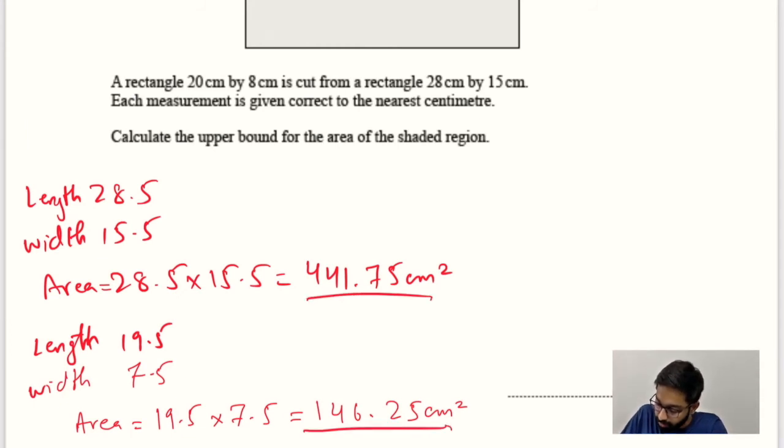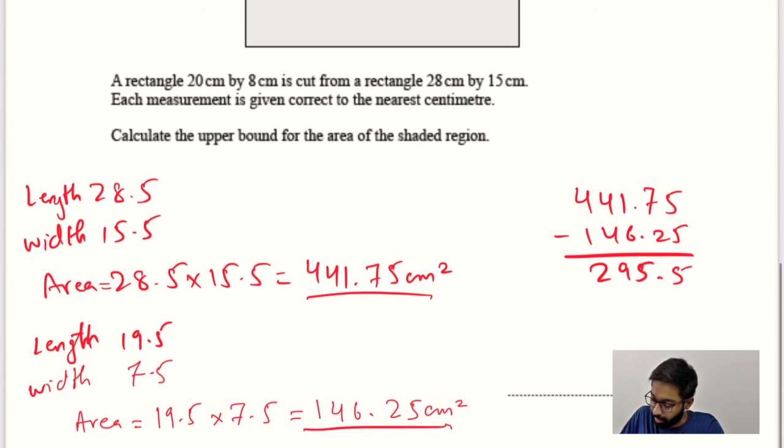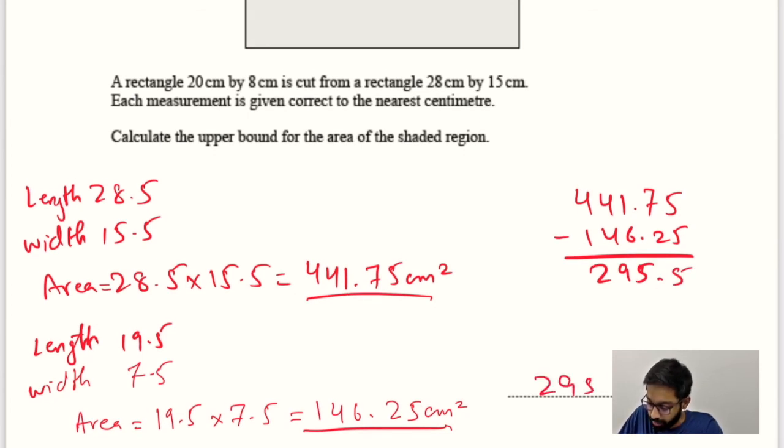When you do that, let's do it on the side. 441.75 minus 146.25. The answer that you get is 295.5, and I believe that is your answer, 295.5.